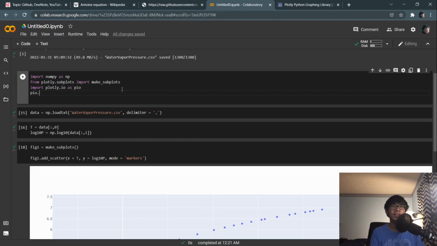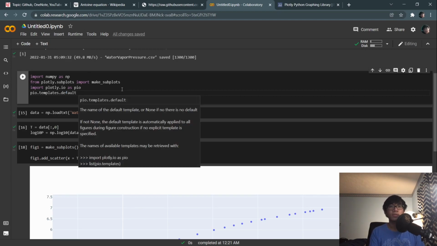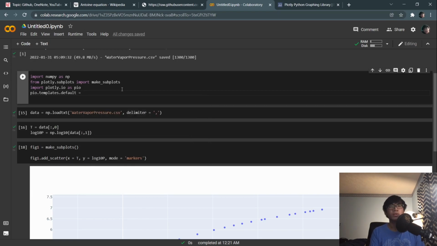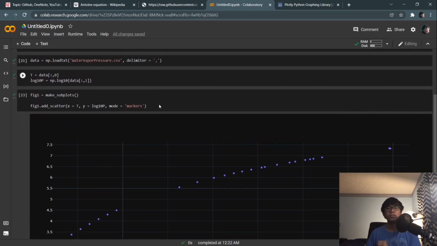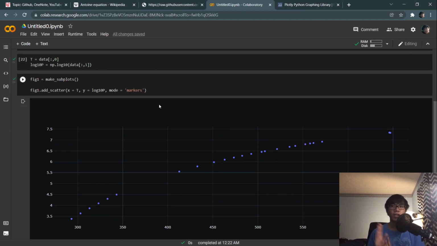pio.templates.default. So we're actually just going to call the default templates in Plotly, and that's equal to one of the templates. If you go on the website, it's plotly_dark, and if we evaluate everything, it should turn dark. Nice, perfect. So we have our data plotted.